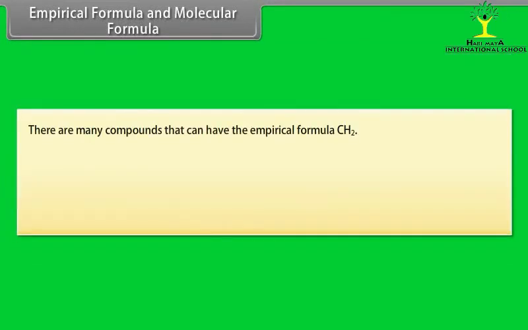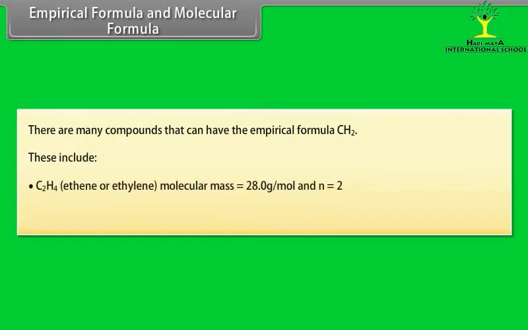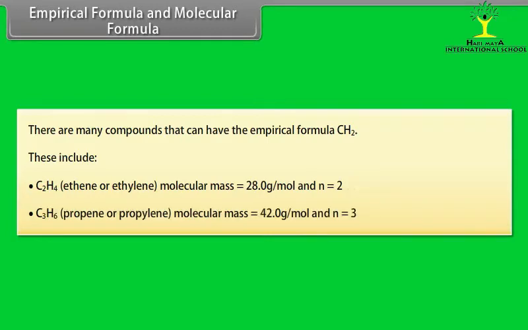There are many compounds that can have the empirical formula CH2. These include C2H4, ethene or ethylene. Molecular mass is equal to 28.0 and N is equal to 2. C3H6, propene or propylene. Molecular mass is equal to 42.0 and N is equal to 3.